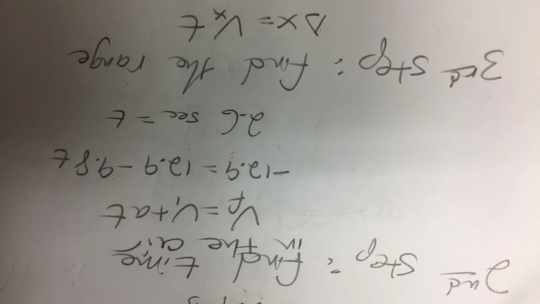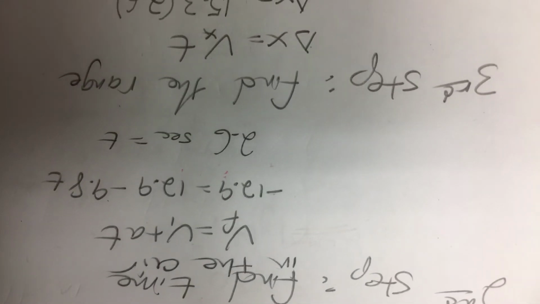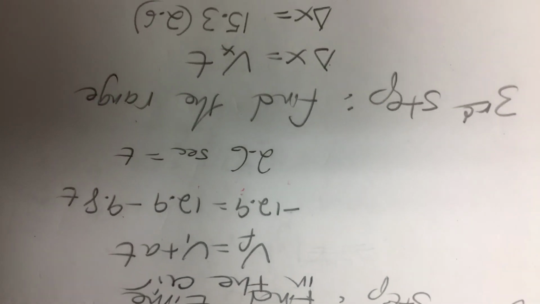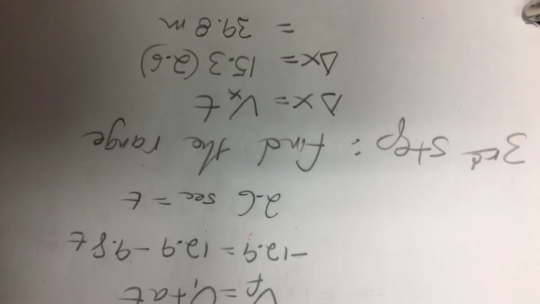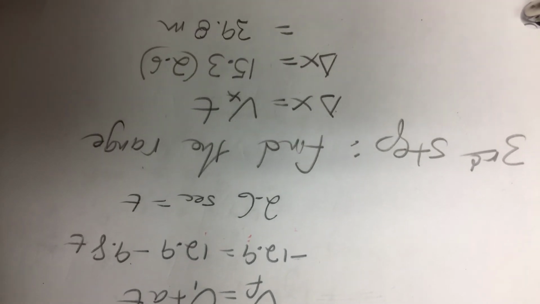The delta x is what we're looking for. The vx we found in the first step, 15.3. The time we found out just a moment ago, 2.6. Multiply those together, and you get 39.8 meters.